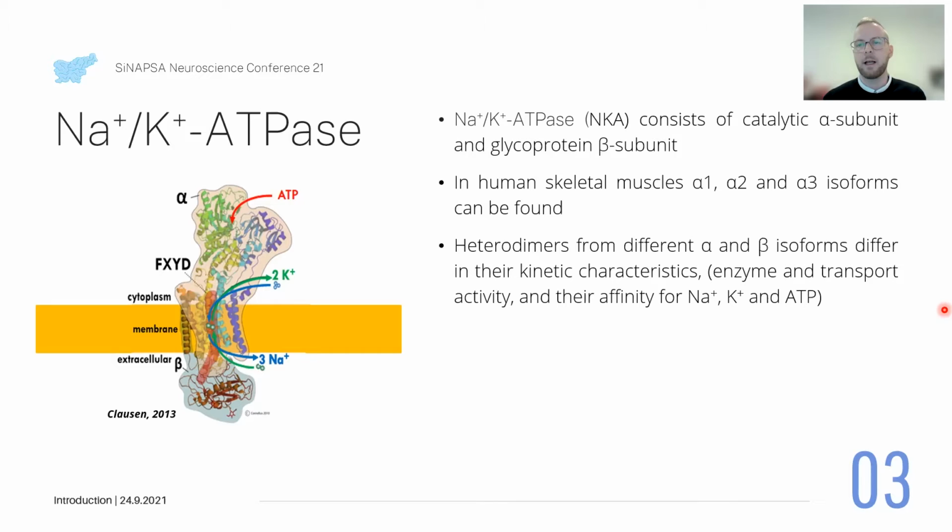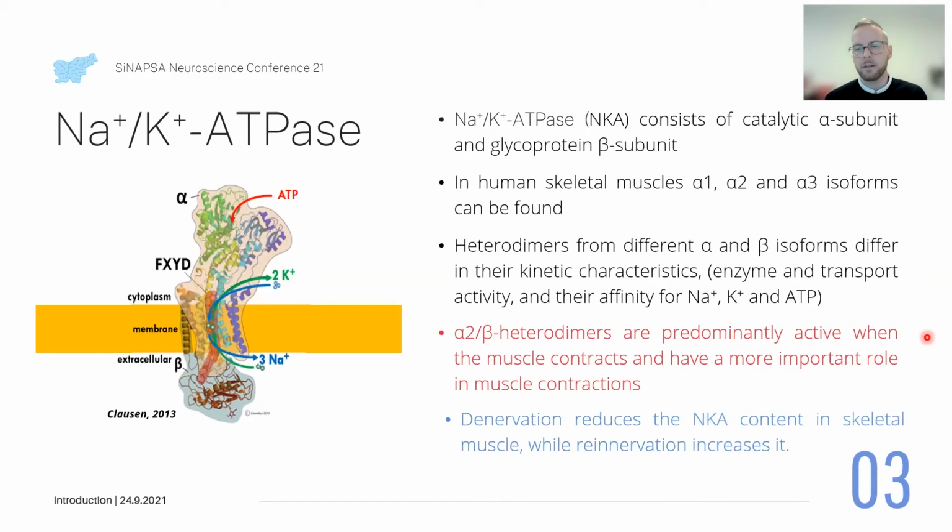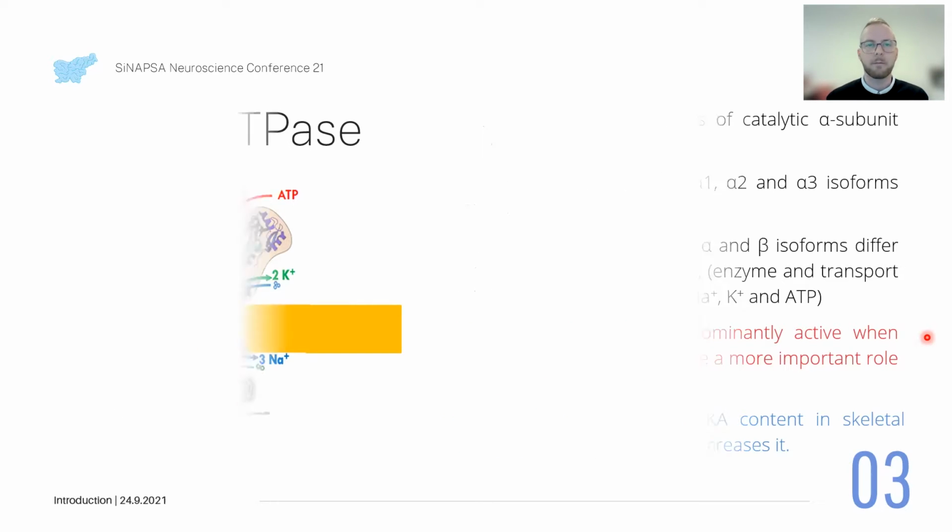Heterodimers from different alpha and beta isoforms are different in their kinetic characteristics, such as enzyme and transport activity and their affinity for sodium, potassium, and ATP. Alpha-2 beta heterodimers are predominantly active when the muscle contracts and have a more important role in muscle contractions. Denervation reduces the NKA content in skeletal muscles, while reinnervation increases it.